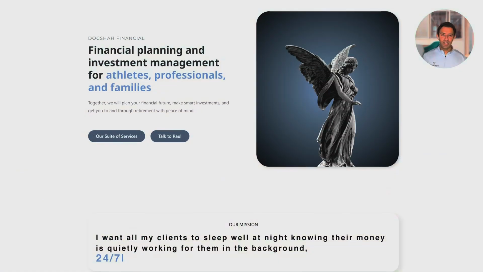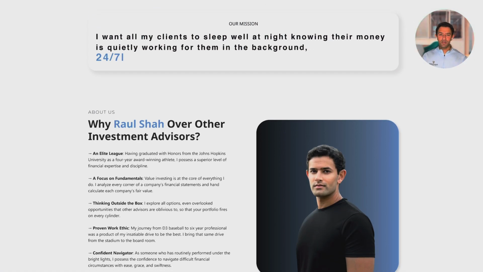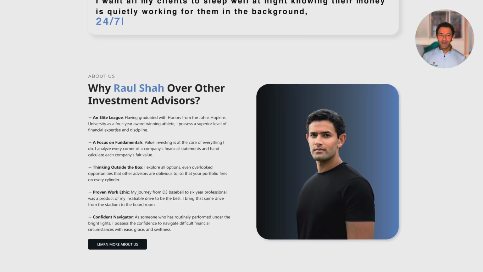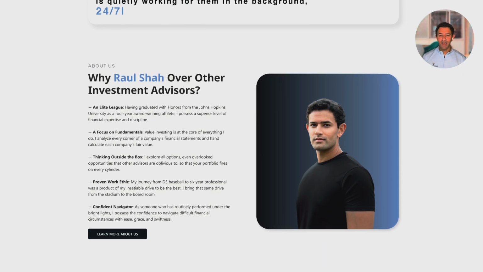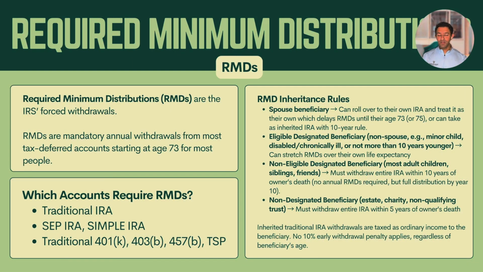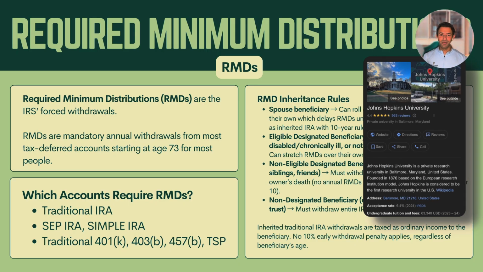I'm Raul Shah. I'm the CEO of Doc Shah Financial. We are a wealth management firm. I go over this with clients all the time to help them never pay more in taxes than they need to. The course that you're viewing is my retirement planning course that I taught at Johns Hopkins University, which is also my alma mater. So let's go ahead and get right in.